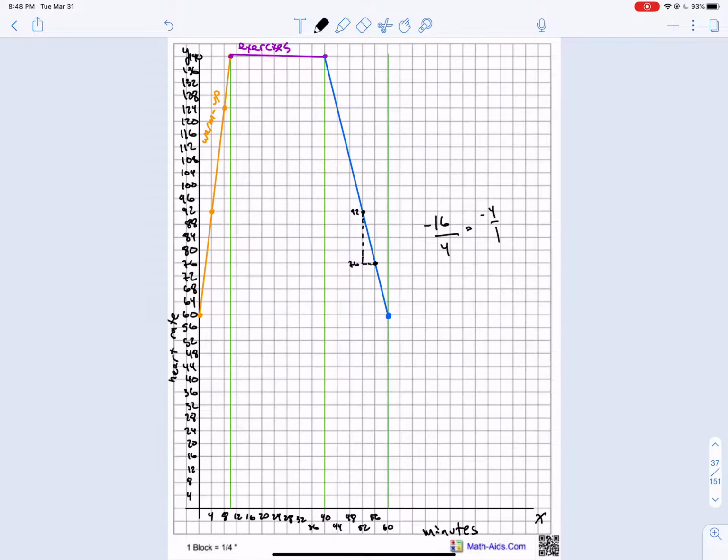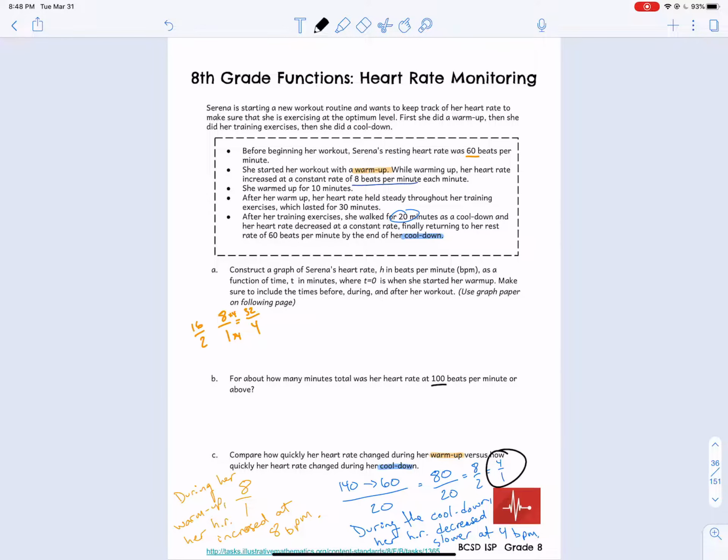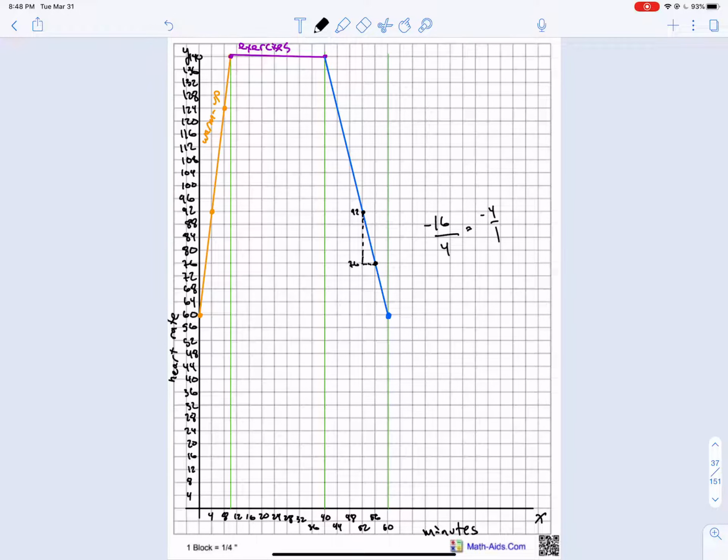Okay, so that's our graph, which when we were brainstorming, hopefully we saw this in our head. We've done qualitative graphs before. We could think about her heart rate going up, staying the same, and then coming back down. And then we see that the slope, it's hard to tell on our graph, but the slope is steeper going up, the warm up, compared to the cool down. It's fairly close, but it is a little bit slower on the cool down.